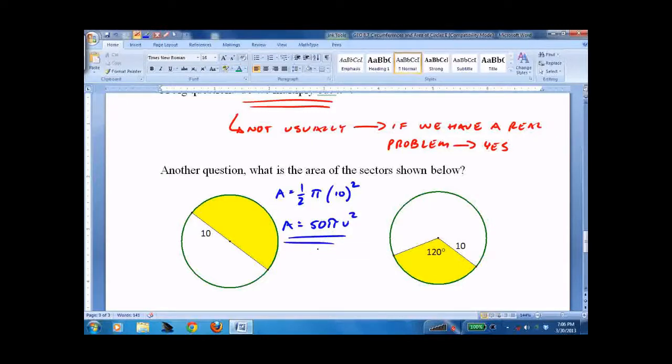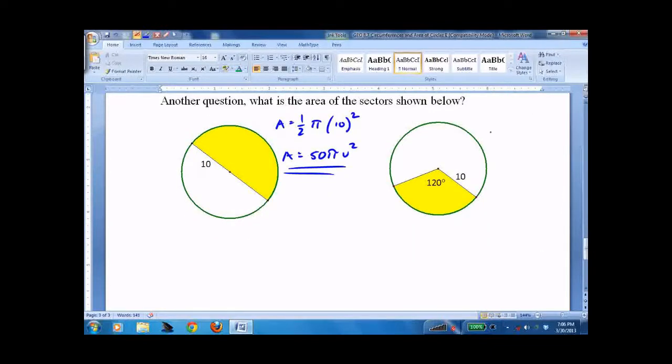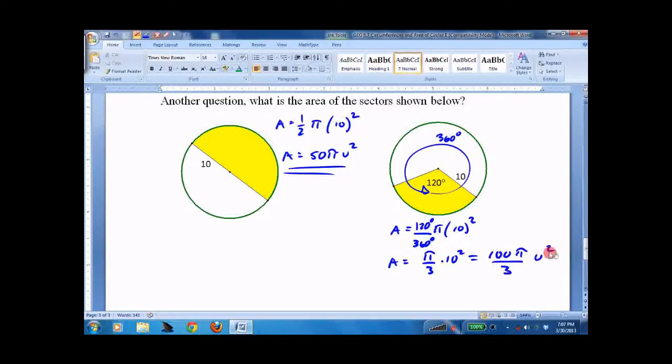Well, that's slick, but what if I gave you this one where I just want 120 degrees? We use this a lot in the field of engineering and other areas where we have to just get part of it. Well, I know that the area of a circle is pi r squared, and in this case 10 squared, and that's for a full 360 degrees. But if I only want 120 degrees, then I just ratio it down. And I say, just give me 1/3 of that, which is 120 over 360. So we get pi over 3 times 10 squared, also known as 100 pi over 3 units squared.